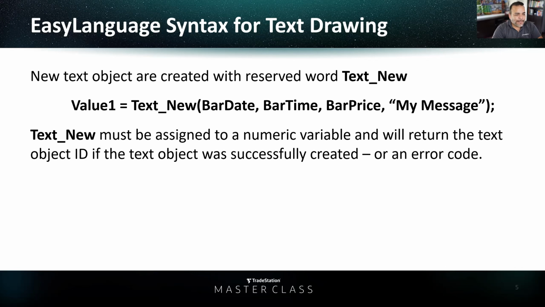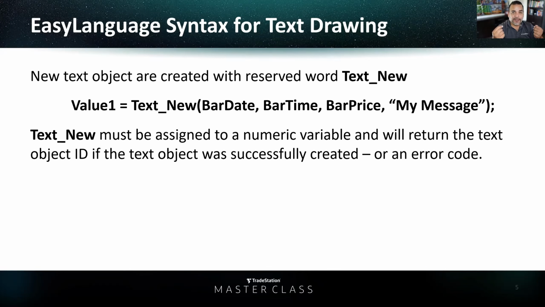So this is interesting. We already said that in order for us to draw text, we have to store this expression, the Text_New, inside of a numeric variable. You don't have to declare it. You can use Value1 through Value99. And what Text_New returns is a number. So all that syntax, all that line, what it returns is a number.